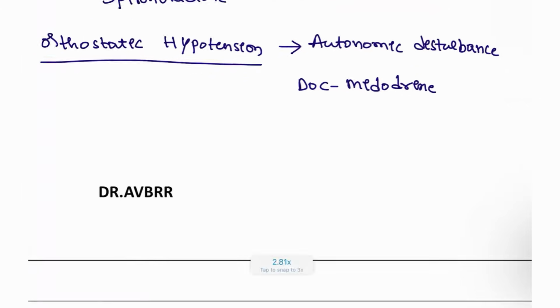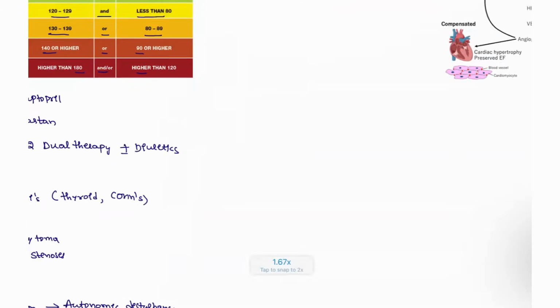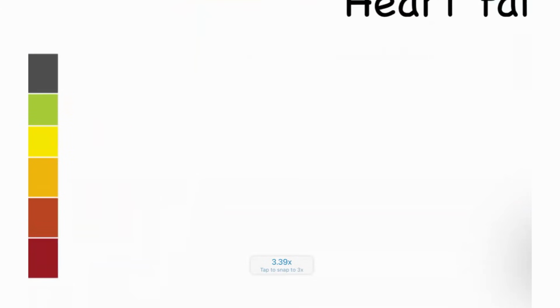Next, we also have the urgency versus the crisis. Okay, we also have hypertensive urgency and also hypertensive emergency.